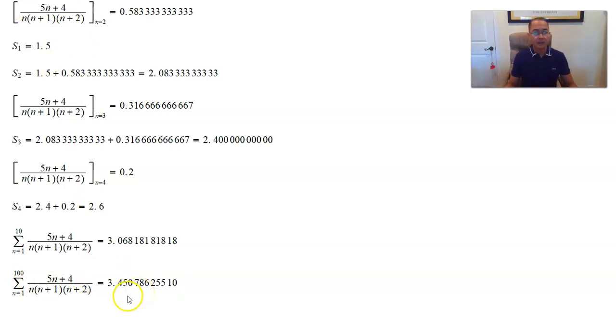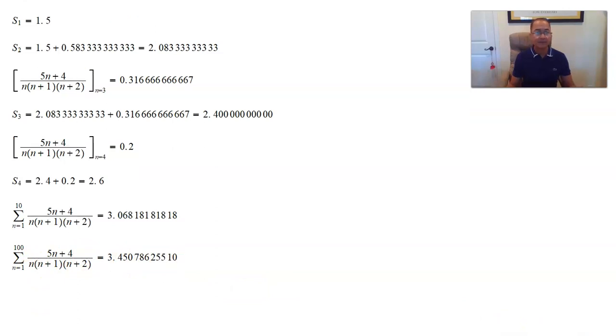3.45. Okay. So, yeah, after we do this example, I want to go back to GeoGebra and show you how to at least get these partial sums without having to graph them.